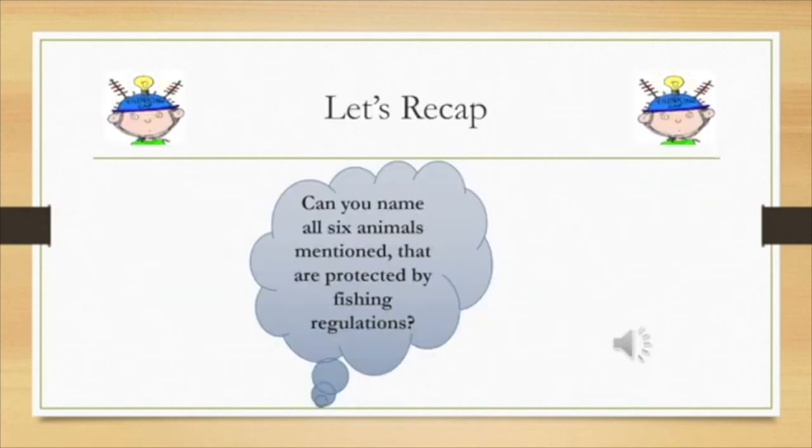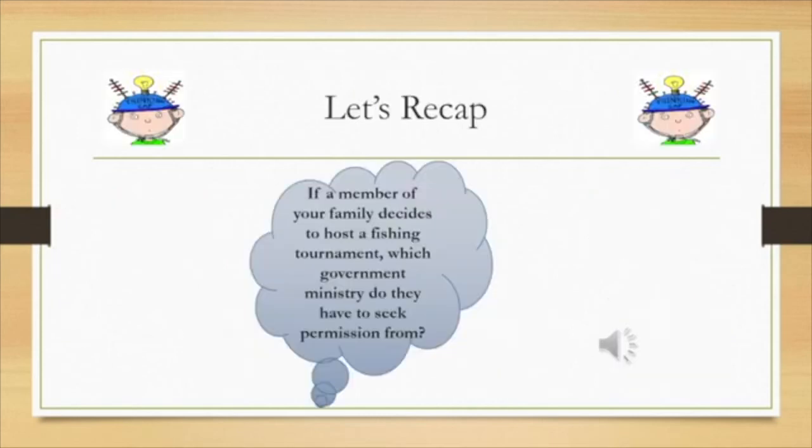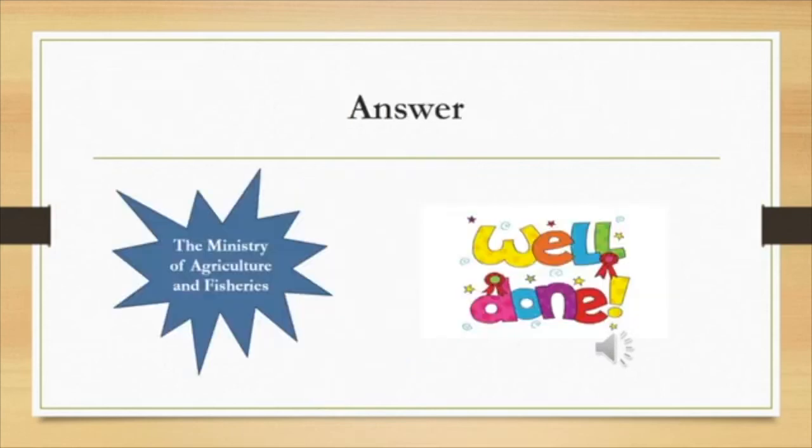Question number two. Can you name all six animals mentioned that are protected by fishing regulations? Your answer should include lobster, conch, turtles, the Nassau grouper, bonefish, and stone crab. Question 3. If a member of your family decides to host a fishing tournament, which government ministry do they have to seek permission from? Yes, the Ministry of Agriculture and Fisheries. Well done, students. Remember to review the video as you complete your online activities to help you with answering your questions.